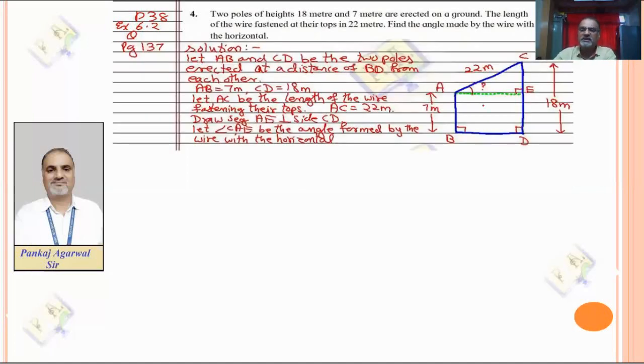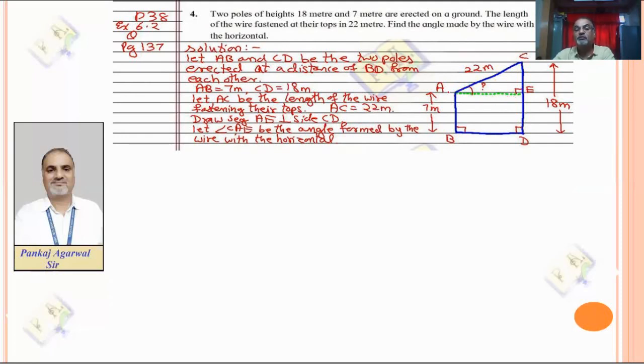So we'll draw the same diagram. Let AB and CD be the two poles erected at distance BD from each other. AB 7 meter, CD 18 meter. Let AC be the length of the wire passing their top, that is AC is 22 meter. Draw segment AE perpendicular to side CD, which is the horizontal line of vision. Let angle CAE be the angle formed by the wire with the horizontal. We need to find angle CAE.